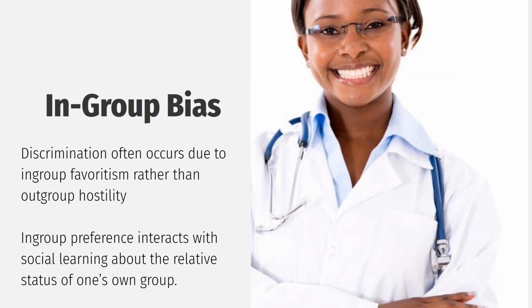Before we start talking about prejudice and everything else, we really have to talk about how we categorize us versus them. It is a phenomenon that is deeply embedded in our biology. We just do it automatically. So let's talk about in-group bias. In-group bias is us, right? And a lot of the discrimination that often occurs is because of in-group favoritism rather than out-group hostility.